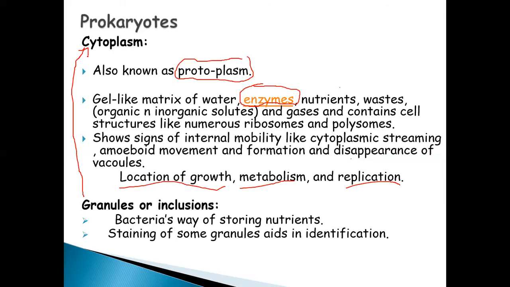For example, in Corynebacterium diphtheriae, they store their food when protein becomes excessive, and they store it in the form of something known as volutin, V-O-L-U-T-I-N, right? We can stain the volutin and identify the organism.